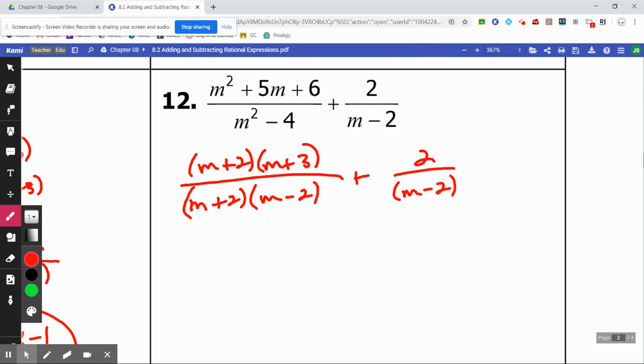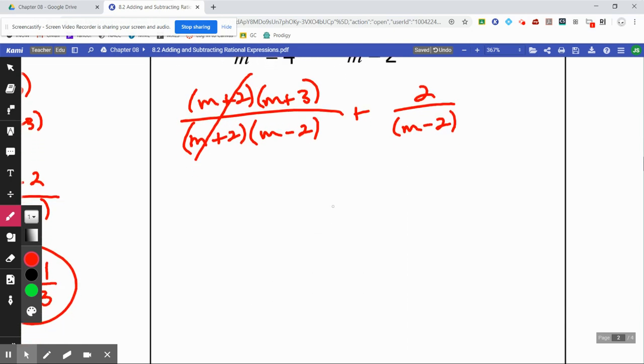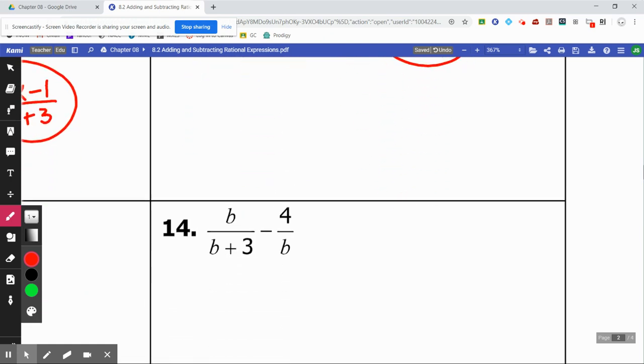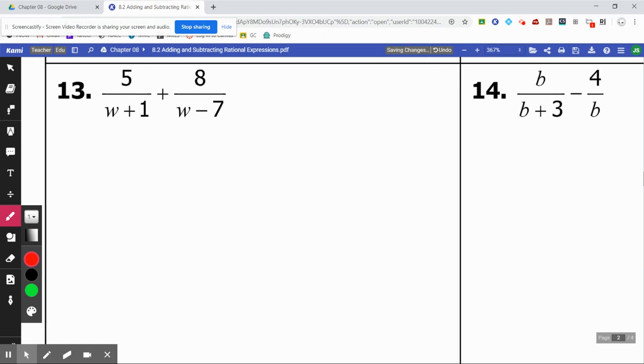Now, if you don't notice this, you could multiply top and bottom here by the m plus 2's, and it would be the same. However, that's going to create more work than it's worth. Look, you can actually just cancel those out, and you have your common denominator. So you have the common denominator of an m minus 2, and that's going to make things so much faster. And on top, you have m plus 3 plus 2, which is simply m plus 5 over the m minus 2. Final answer.